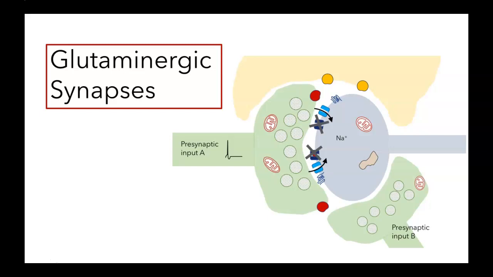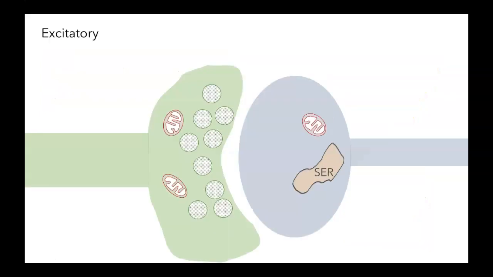In this video, I'm going to introduce you to glutaminergic synapses. These will be synapses where the neurotransmitter glutamate is released. We need to look at the events that occur at this synapse in some detail. So here's my blow-up of a glutaminergic synapse.